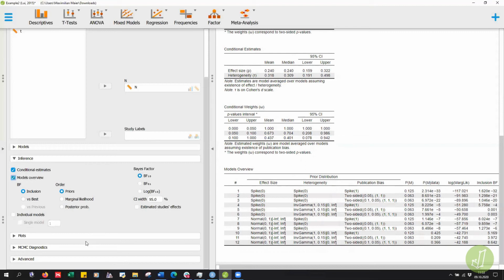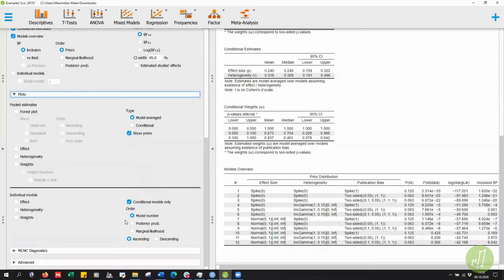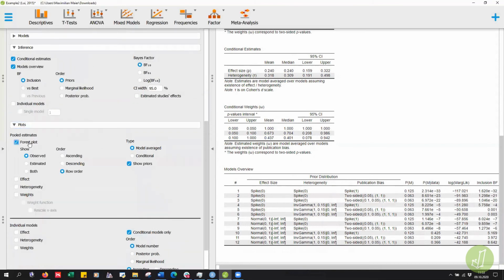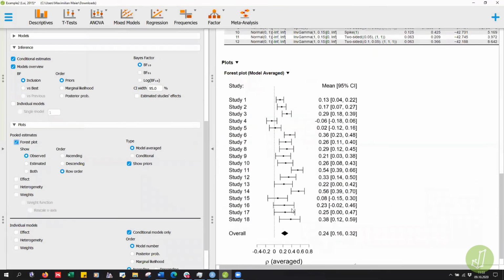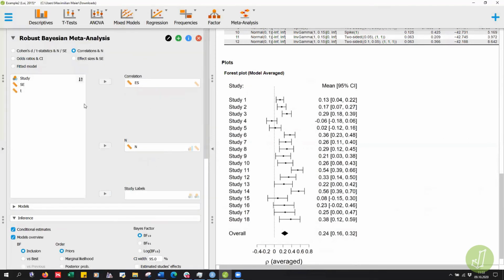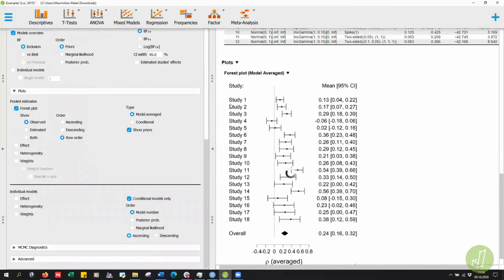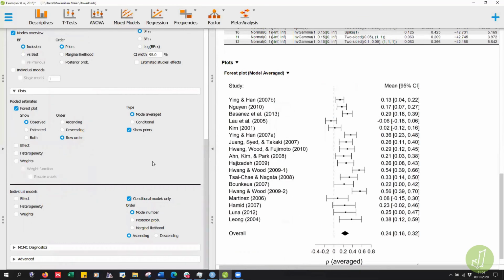So let us now take a look at the plots. First, we have forest plots of the observed effects. This is just the meta-analytical forest plot of observed effect sizes. And we can see here study 1 to study 18, which is maybe not ideal. So we drag the study labels into the study labels box. And then the forest plot will appear with the study names on the left side.